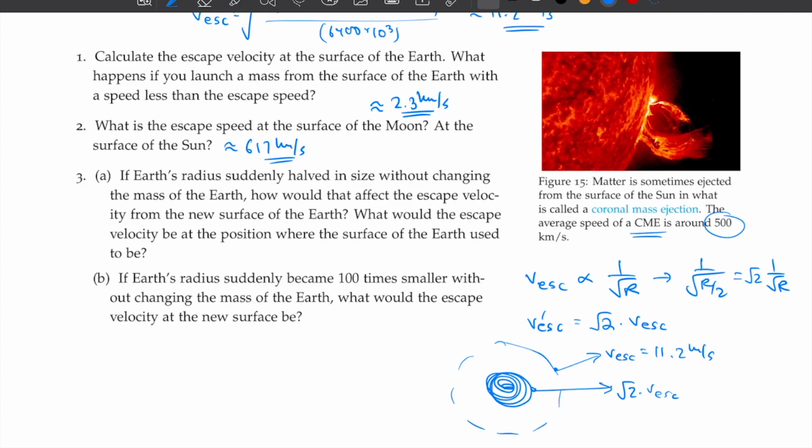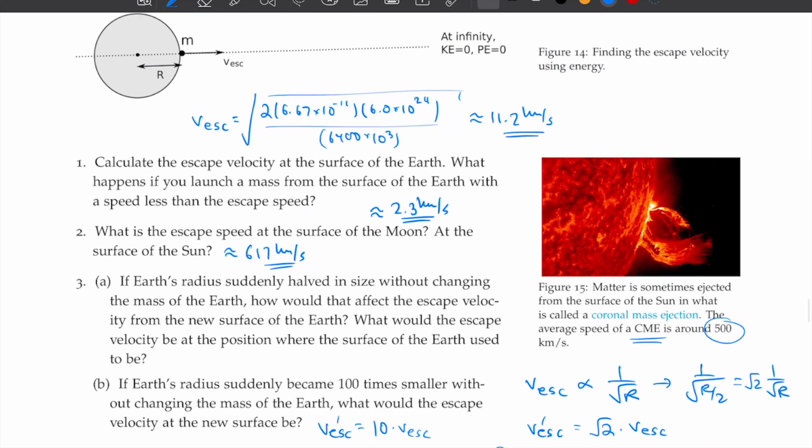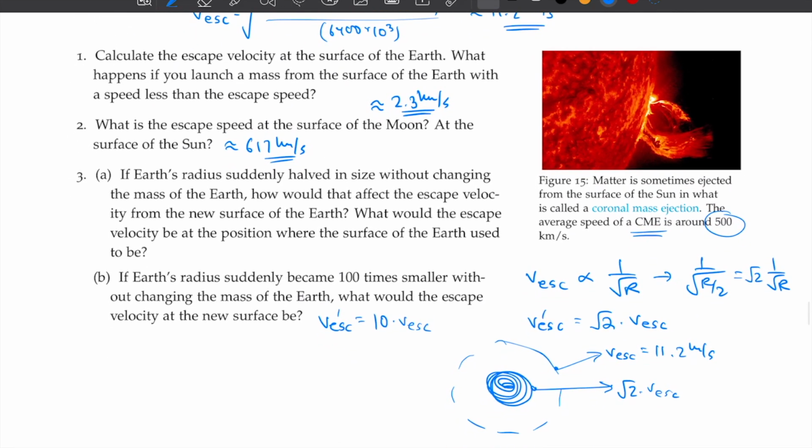What if Earth's radius suddenly became 100 times smaller? Well, then hopefully you can see that if r is 100 times smaller, we get a factor root 100, which is 10 times. So the new escape velocity would be 10 times greater, not 11.2, but 112 kilometers per second.